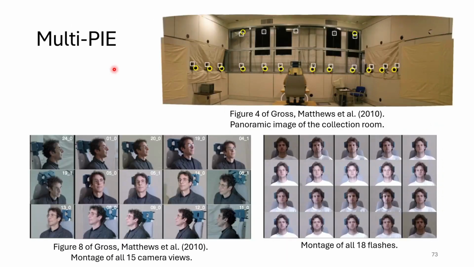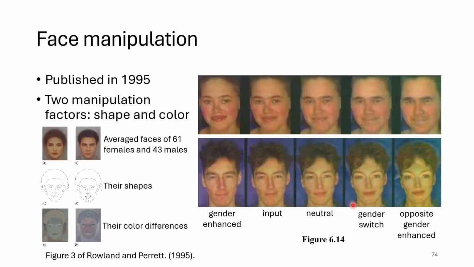So let's take a look at how the Multi-PIE dataset was compiled. There is a studio at Carnegie Mellon University, and there you can see there are 15 cameras. When the subject is sitting on the chair, there are 15 cameras and 18 flash lights. So they can control those devices to take images at the same moment. So they can create a dataset with different poses and different illumination.